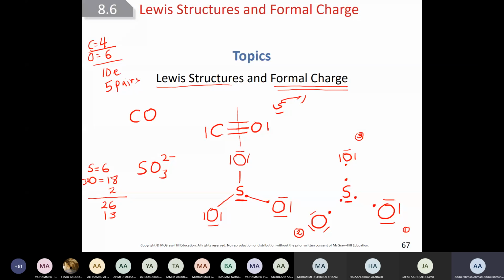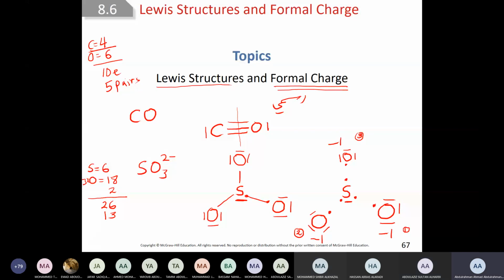Now, in oxygen 1, how many electrons around the oxygen? 7. What's the formal charge? Minus 1. How about this oxygen 2? Also minus 1. Very good. How about oxygen 3? Minus 1. Also minus 1. Very good.